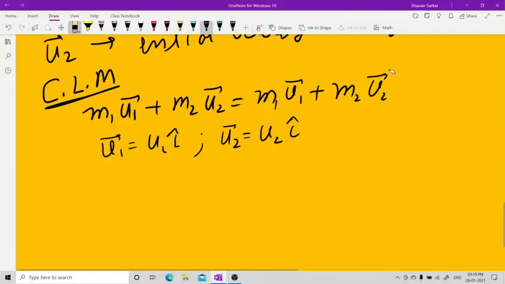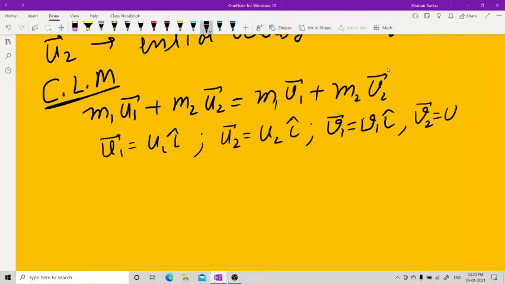Now you have v1 vector equal to v1 i cap, without loss of generality. We are assuming they are going in the same direction. And v2 vector is equal to v2 i cap. Now you put these in and remove all the i caps, then you will have the scalar equation m1 u1.